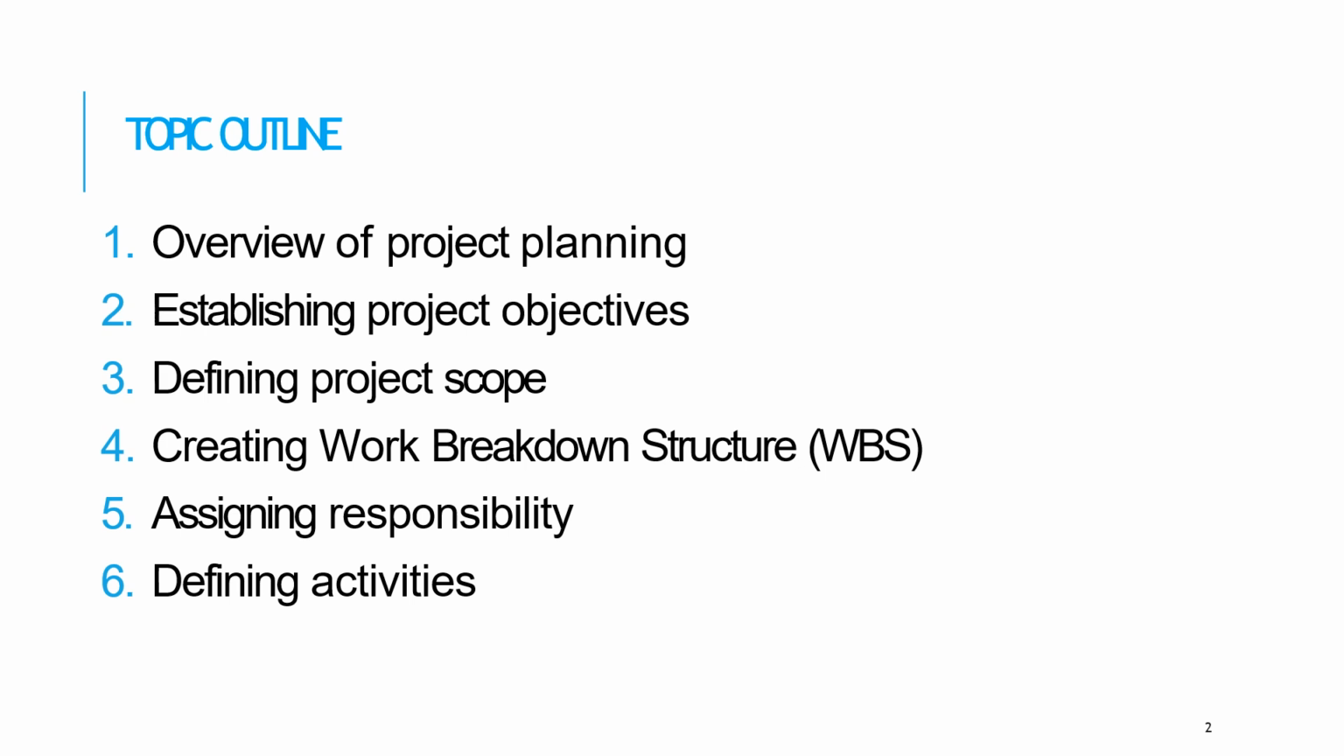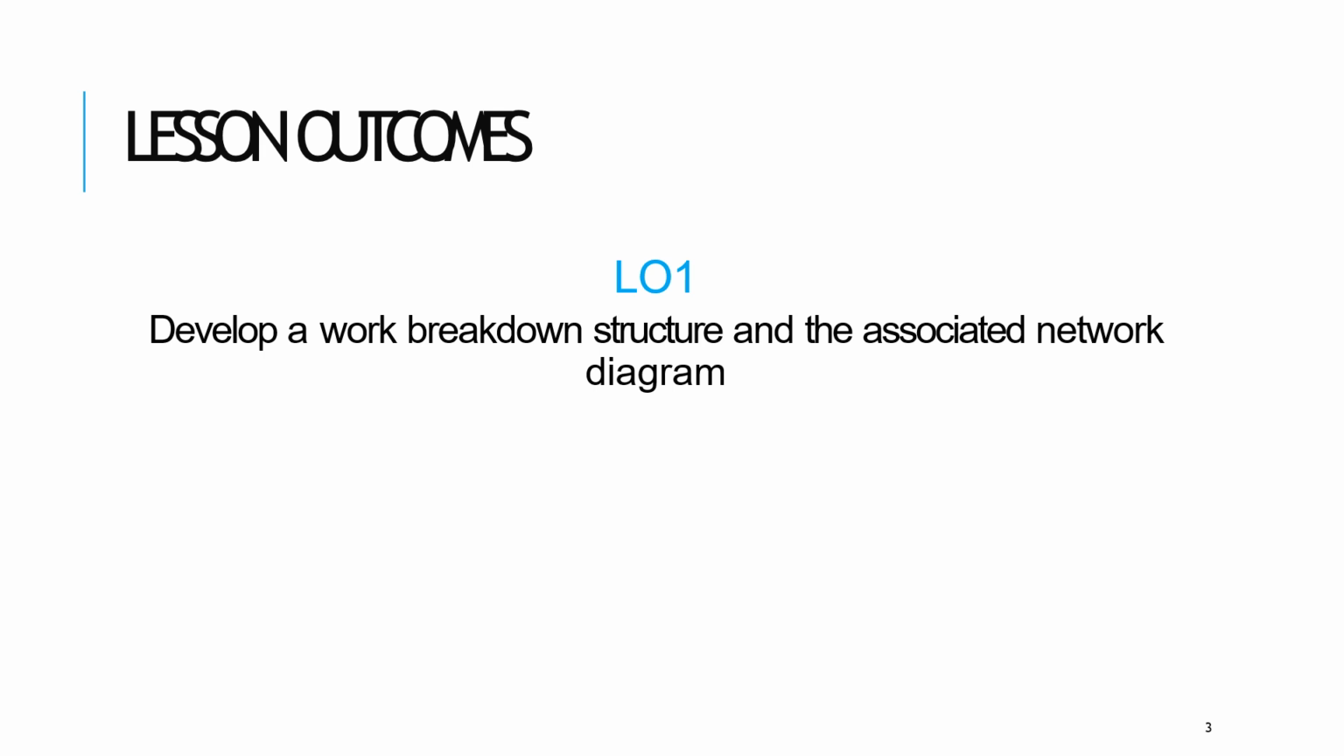In today's topic, we are going to see an overview of project planning, establishing project objectives, defining project scope, creating the work breakdown structure, or WBS, assigning responsibility, and defining activities. We have one lesson outcome today, and that is the most important one. You need to know how to develop the work breakdown structure and the associated network diagram. This is very important to see how you want to break down the structure.